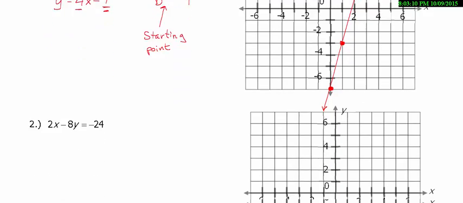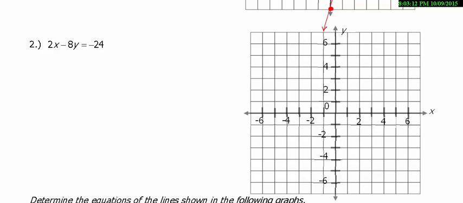Okay, let's scroll down to the next example. And before we do this one, I would also like you to change this question so that it is negative 2x minus 8y equals negative 24. So I want to show you two ways to solve for y in this question. The first way is going to be moving the 2x first.